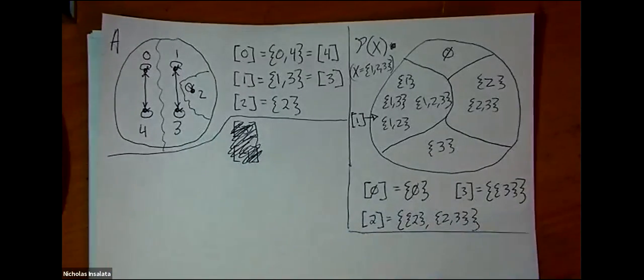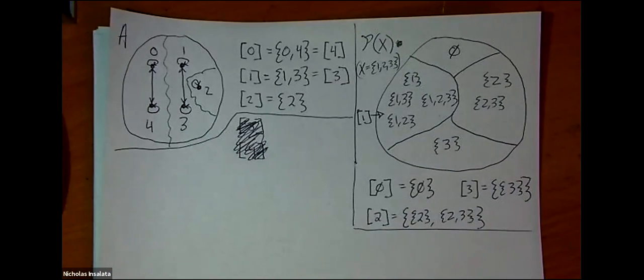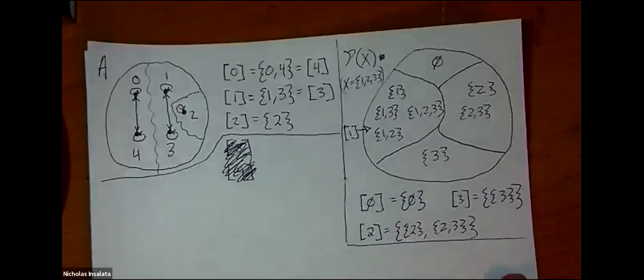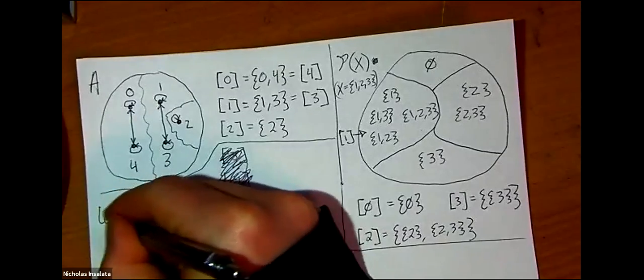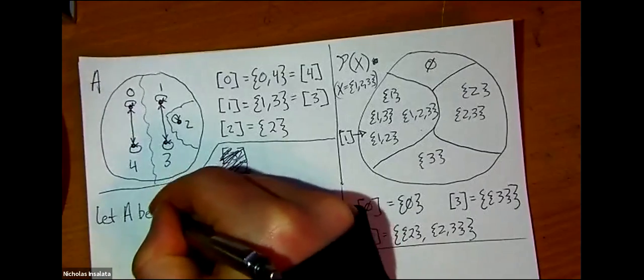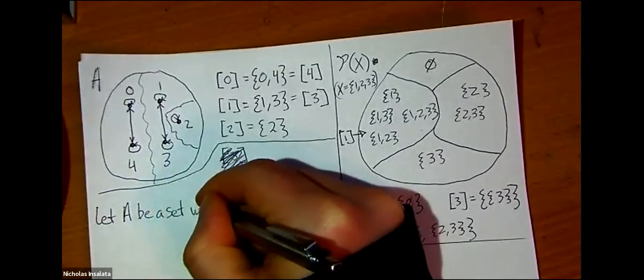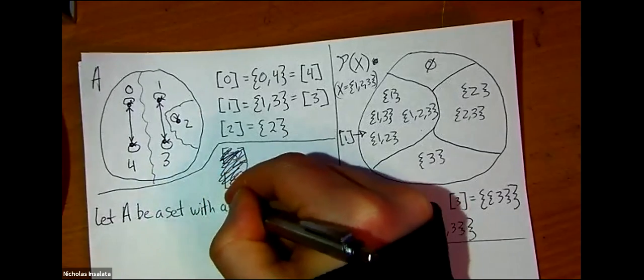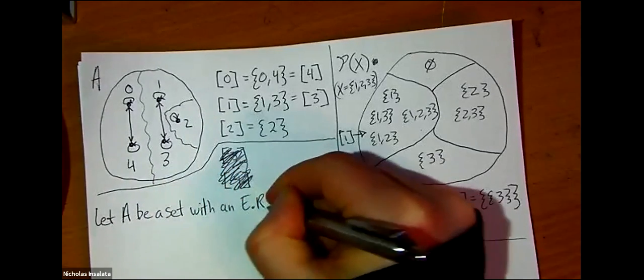So now let's actually jump into the proof that the partition induced by an equivalence relation is actually the same as the equivalence classes, right? So we're going to start off with a lemma. Okay, and here's our lemma. Let A be a set with an equivalence relation R.